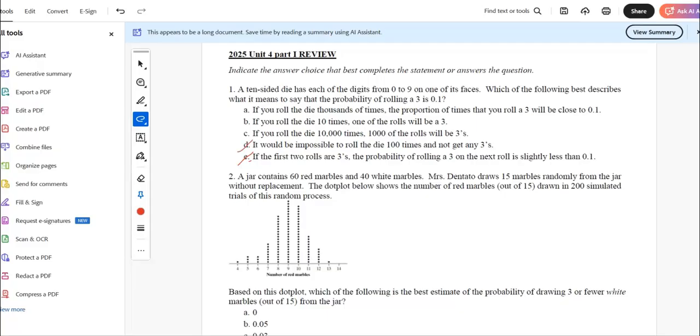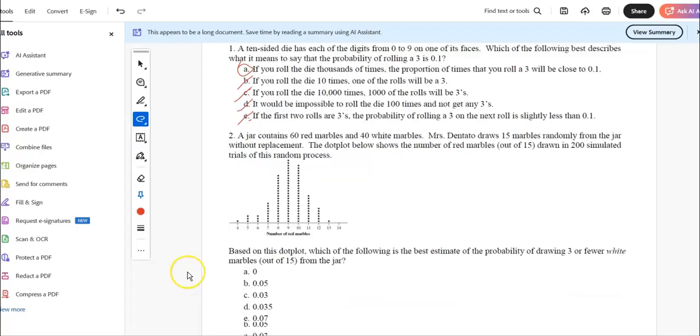If you roll the die 10,000 times, exactly 1,000, I don't think there's something called sampling variation. If you roll that 10 times, one of the rolls, again, it's possible, but not even that likely. This one sounds great. If you roll the dice thousands of times, the proportion of times you roll three would be close to 0.1. So that's fine. I guess it has 10 faces, so 0.1 would be accurate there. I was trying to see what kind of dice that is. Yeah, that's what it is.